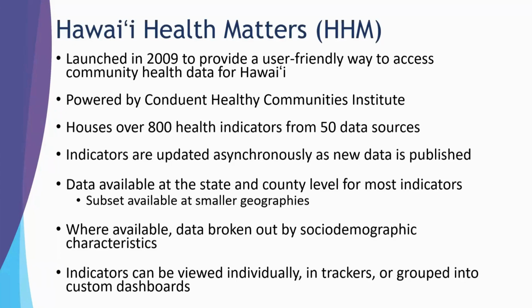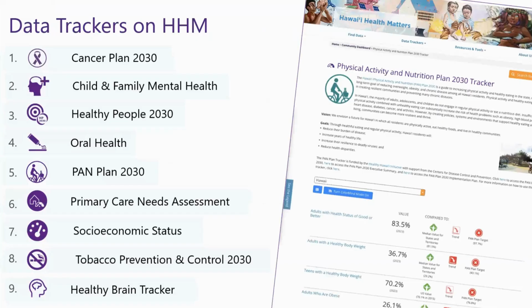For most of the indicators, the data is available at state and county level. For a subset, there's data at smaller geographies, including primary care service area, census place, zip code, and census tract. And where the data is available, estimates are shown by selected sociodemographic characteristics such as sex, age, or income. Indicators can be viewed individually in trackers or grouped into custom dashboards. If you want to see an example of a data dashboard, you can check out any of the 9 data trackers we currently have on HHM.